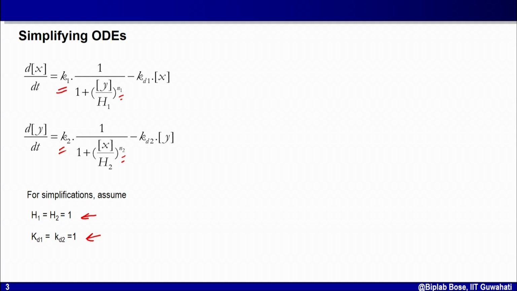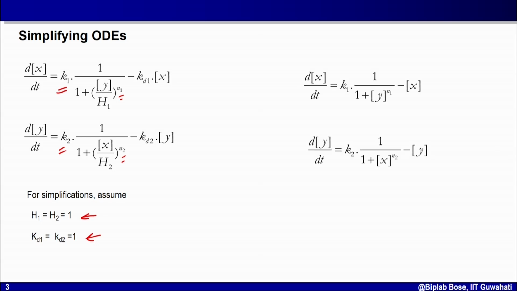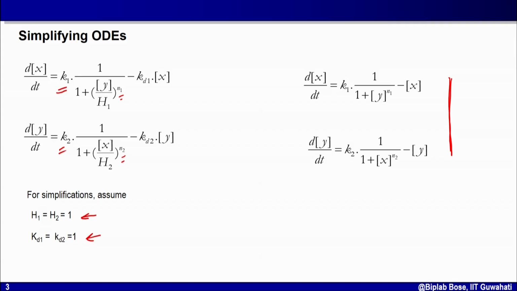So if I consider the Hill constants equal to 1 and KD1 and KD2 equal to 1, I get the equations given here. You may have considered some other values of H1, H2 and KD1, KD2. That will not affect the way we analyze the system. The techniques that we will use remain the same. Only thing is you have to do a bit more numerical calculation, nothing more than that. So I have removed H1, H2 and KD1, KD2 considering them 1, and I have these two simplified ODEs 1 and 2. Now I want to analyze this system of ODEs.